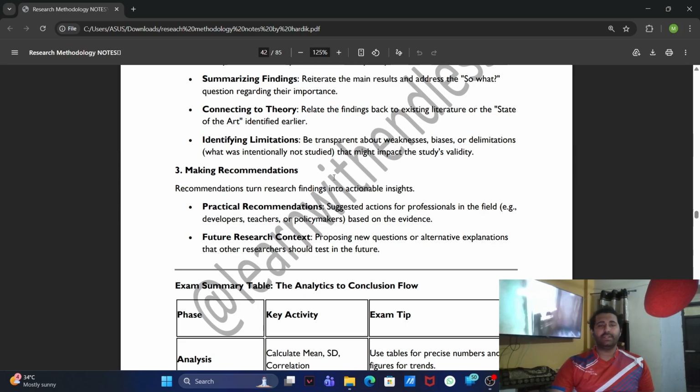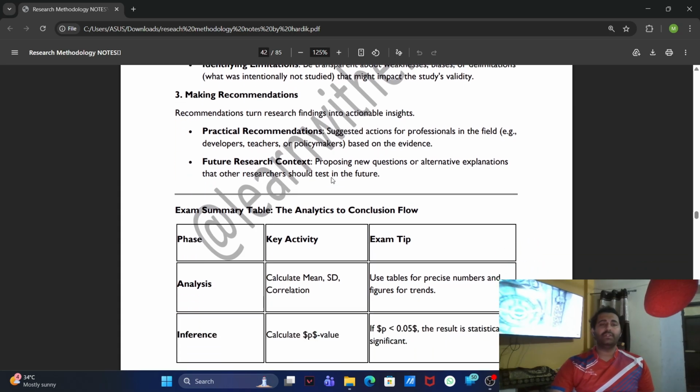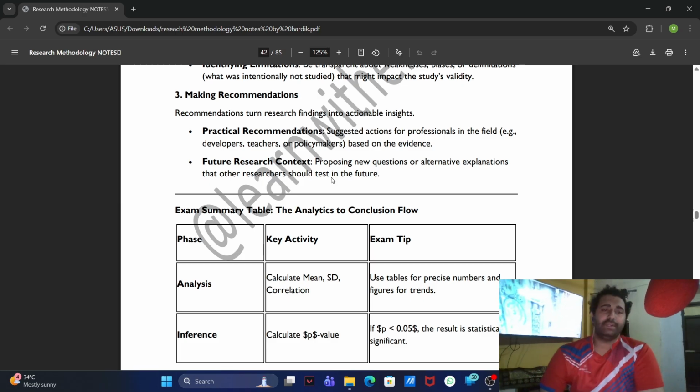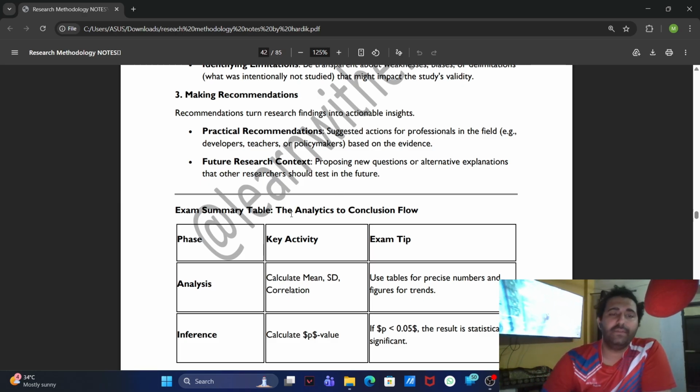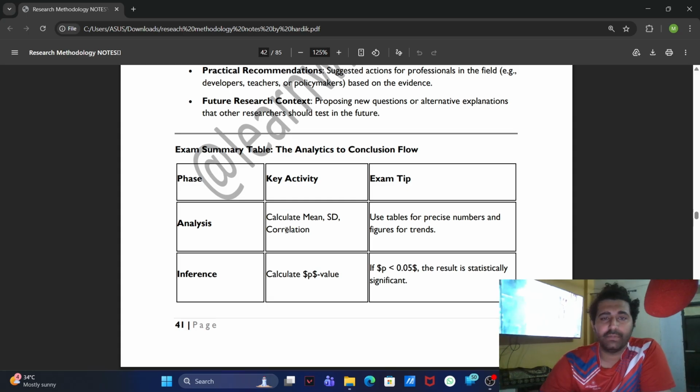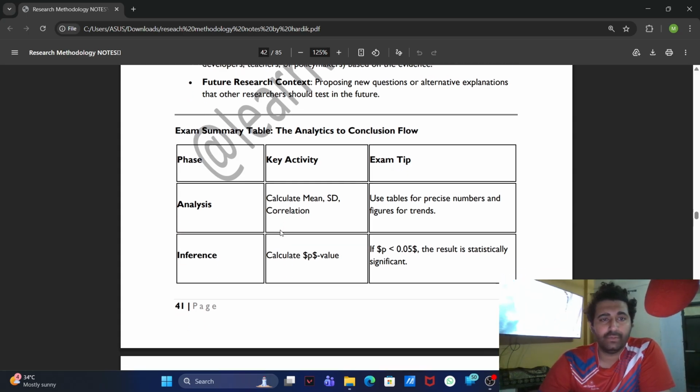Practical recommendations suggest actions for professionals in the field, for example developers, teachers, or policymakers, based on the evidence. Future research context: proposing new questions or alternative explanations that other researchers should test in the future. Here is the summary table, the analytics to conclusion flow.